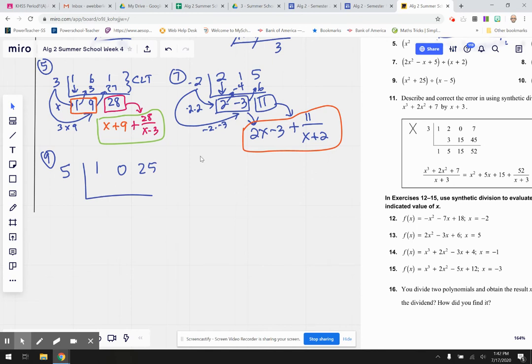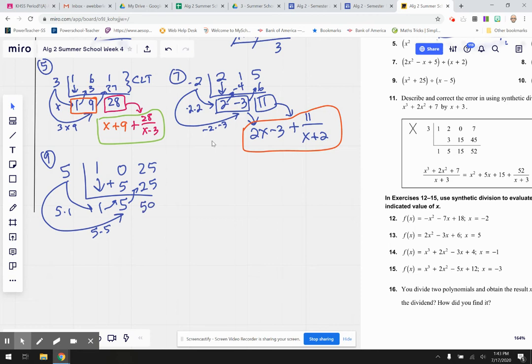So we're going to bring this 1 down. And we're going to multiply 5 times 1. Gives us 5. Combine those and you get a 5. You're just combining like terms. 0 and 5 together gives you a 5. These are all like pluses in here. And then you're going to multiply 5 times 5. So you get 25 when you multiply it. And when you combine that, you get 50.